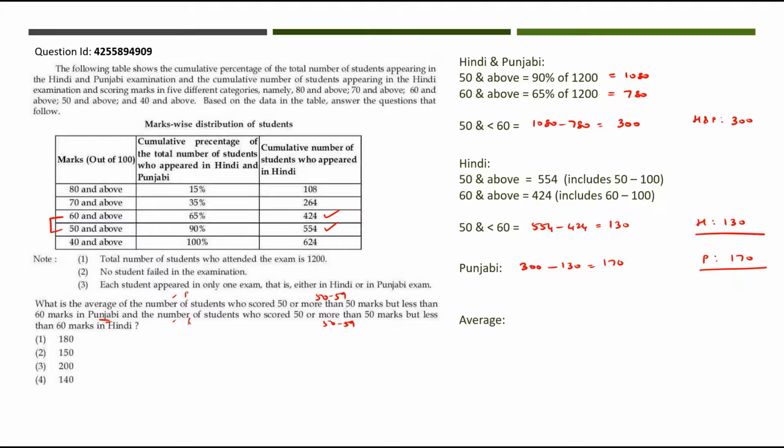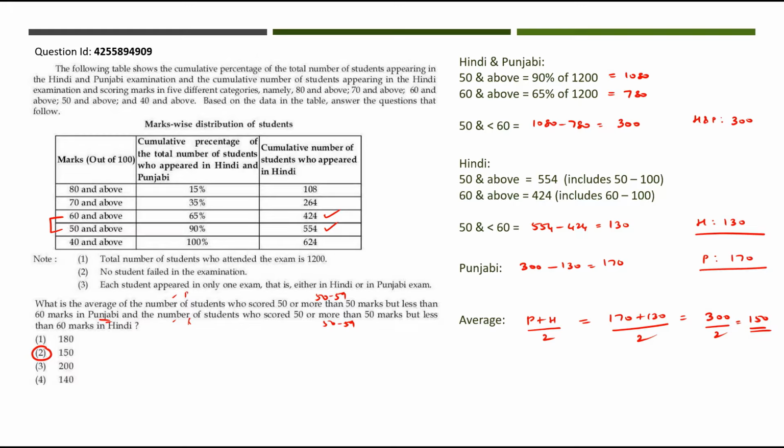Now we have to find the average. Average will be Punjabi plus Hindi divided by 2. 170 plus 130 divided by 2. 170 plus 130 will give a count of 300. 300 divided by 2 will give a value of 150. Option number 2, 150 will be the right answer.